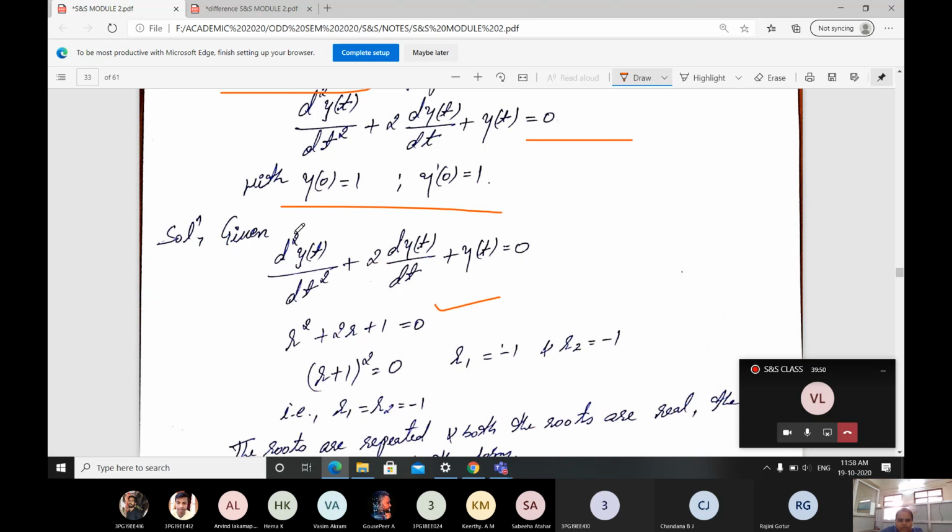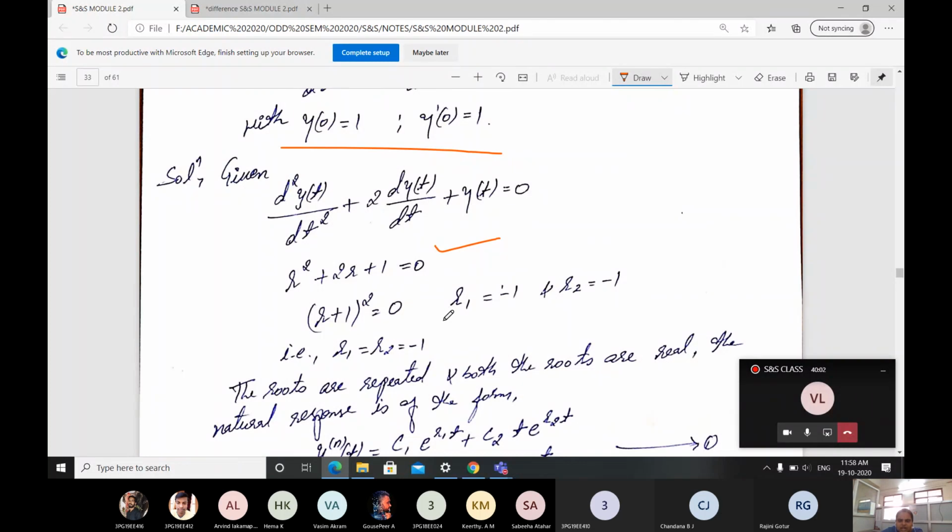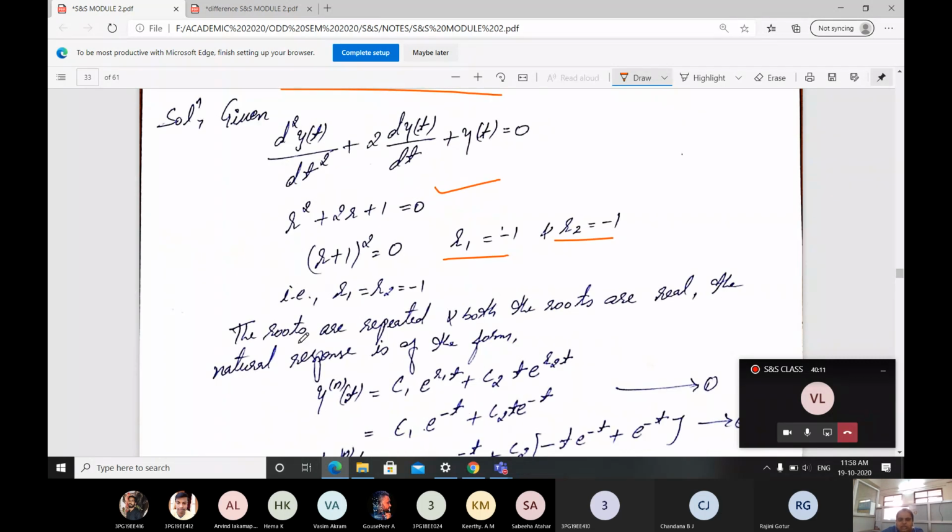Therefore here it is also squaring, right? D square, for that reason r square plus 2 into r plus 1 is going to be equal to 0. After simplifying, you will get the roots as r1 equal to minus 1, r2 equal to minus 1. Okay, the roots are repeated. In the previous case, we got two distinct real roots. Here both the roots are real and repeated.